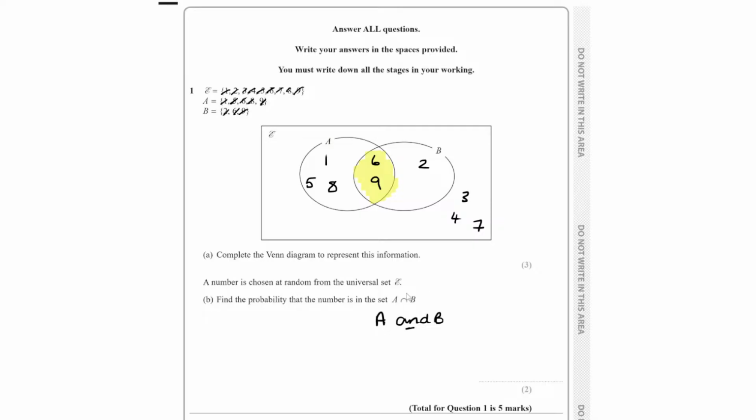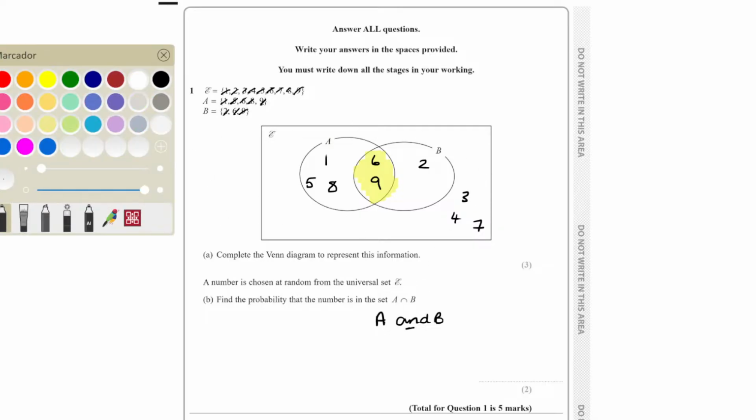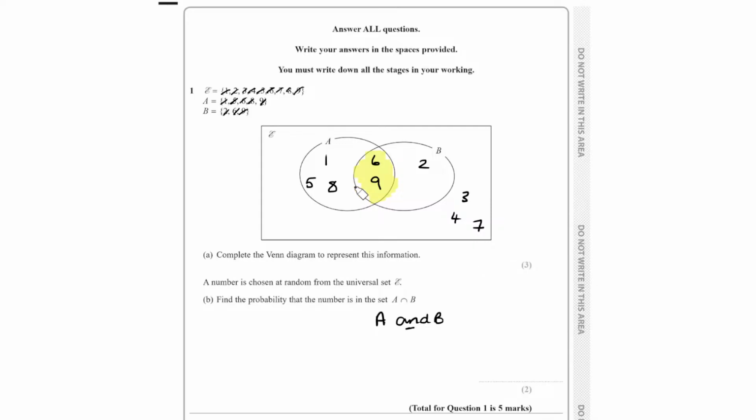So if they've chosen a number at random from the universal set, they've chosen it from the whole Venn diagram, right? So that means that you can see that there are 9 numbers in the whole Venn diagram. So out of 9, how many are in the overlap? 2. So it should be 2 9ths. That's your probability of picking one from the middle. So a nice 5 marks to start with for that one.